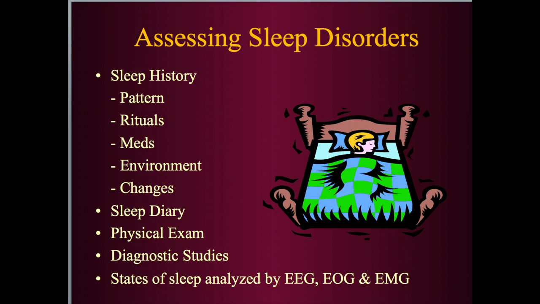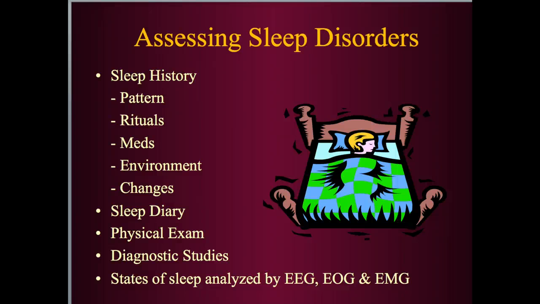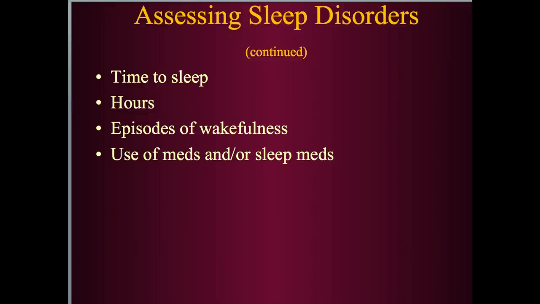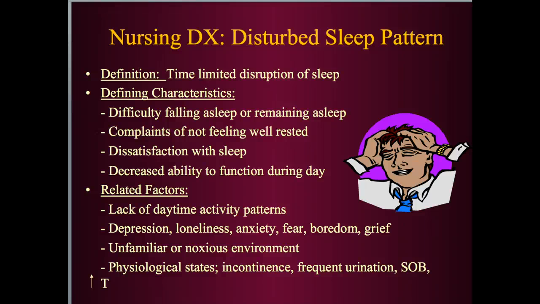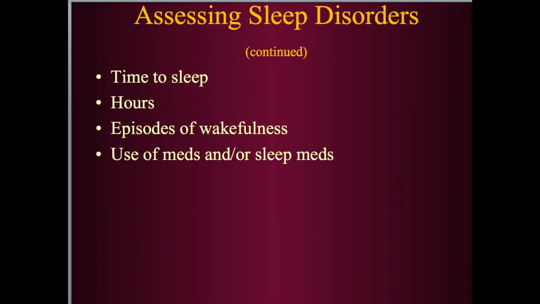You're going to want to assess their sleep disorders and get as much data as you can regarding their rituals, sleeping rituals, medication, the time that they go to bed, and how long they think they are sleeping. And then you have your nursing diagnoses related to disturbed sleep patterns. Again, you're looking for the defining characteristics that point to the fact that your patient may or may not have a problem. Often you can ask if a patient or a resident has a significant other. You can also get their input on how well they think their significant other is resting.